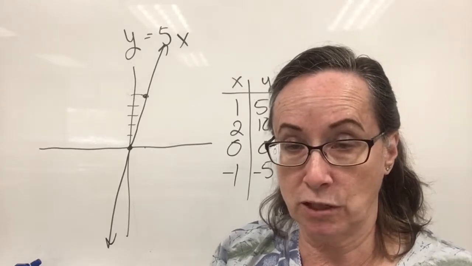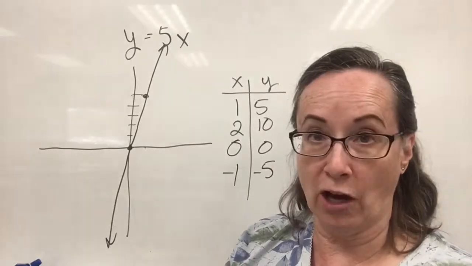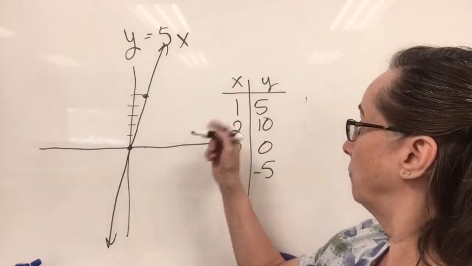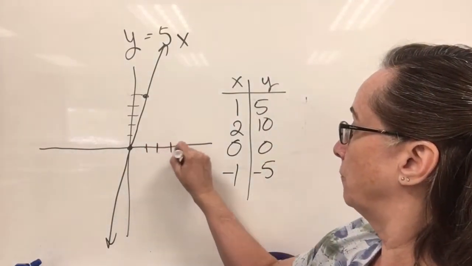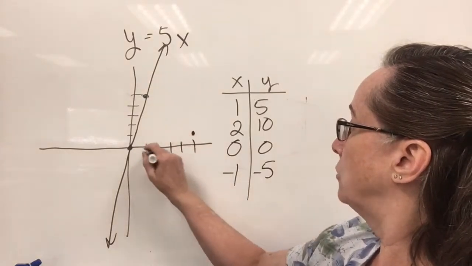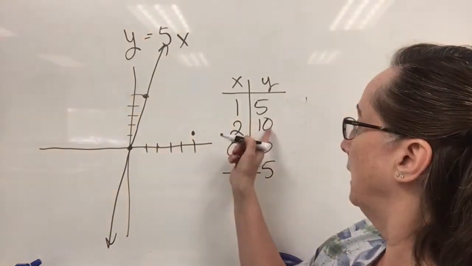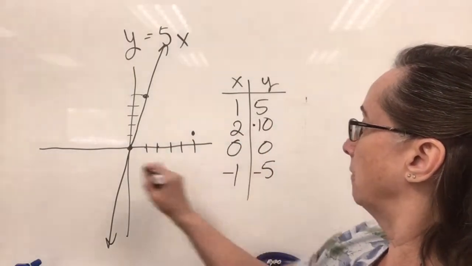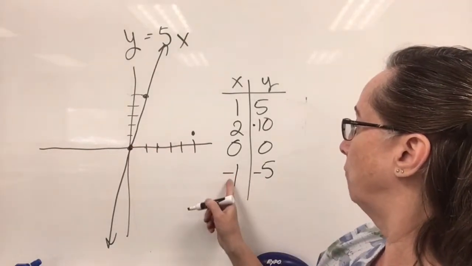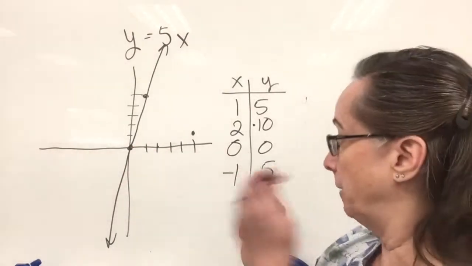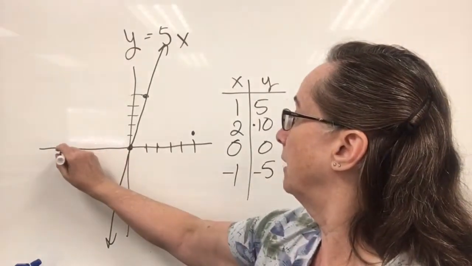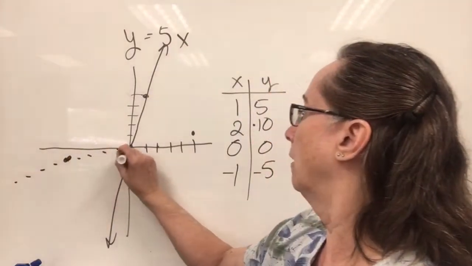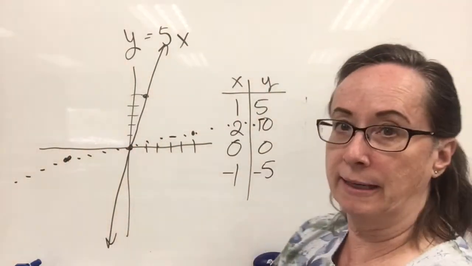The inverse, which I'm going to graph in dotted line, is going to be these points reflected. Okay, so 5, 1 will be 1, 2, 3, 4, 5, 1. And then 2, 10 is going to become 10, 2. So way over here to 10 and then up 2 and 0, 0. And then negative 1, negative 5 flips around and becomes negative 5, negative 1. And then I draw my dotted line.